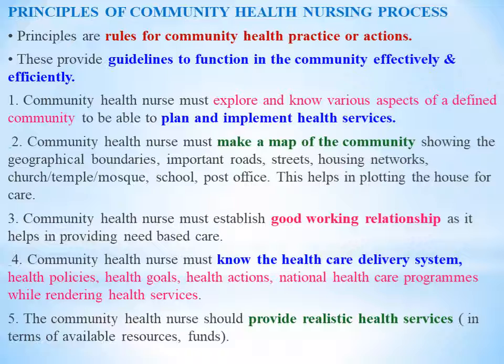She should make a map of the community. You know what all things should be there in the map of the community. We have discussed in the earlier classes. It should involve the important things what is there in that community, the geographical boundaries, the school, the mosque, the streets, the roads, etc. The community health nurse must establish good working relationship. She should know the healthcare delivery system, what are the health policies, what are the health goals, the health actions, national healthcare programs while rendering the health services.